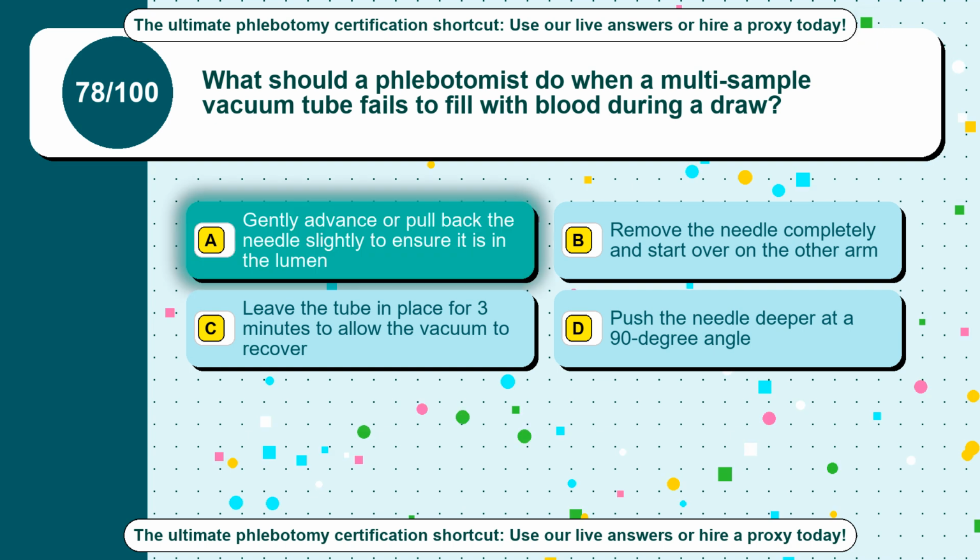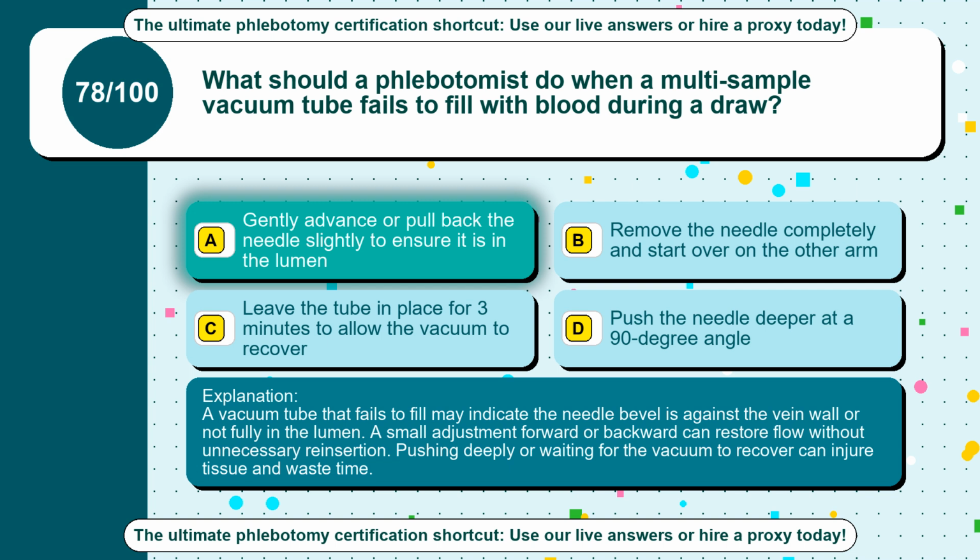The correct answer is option A, gently advance or pull back the needle slightly to ensure it is in the lumen. A vacuum tube that fails to fill may indicate the needle bevel is against the vein wall or not fully in the lumen. A small adjustment forward or backward can restore flow without unnecessary reinsertion. Pushing deeply or waiting for the vacuum to recover can injure tissue and waste time.